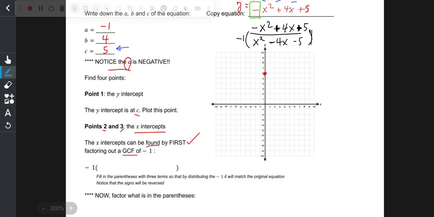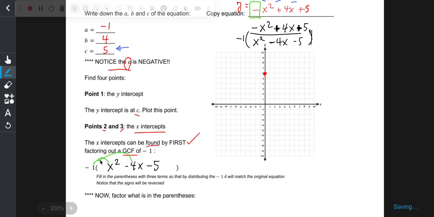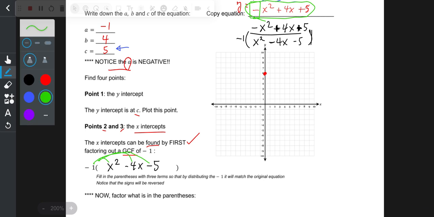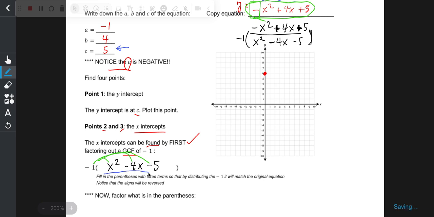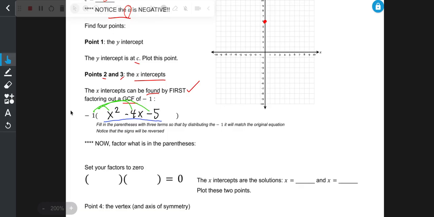Okay, so I'm going to repeat that down here. X squared minus 4x minus 5. The -1, if you were going to distribute it, you don't have to, but if you distribute it to here and to here, you'd get exactly what we started with. And that's the idea. So now what you see in the parentheses is different than the original equation. But this is easier to factor. It's easier to factor when x squared doesn't have a negative in front of it.